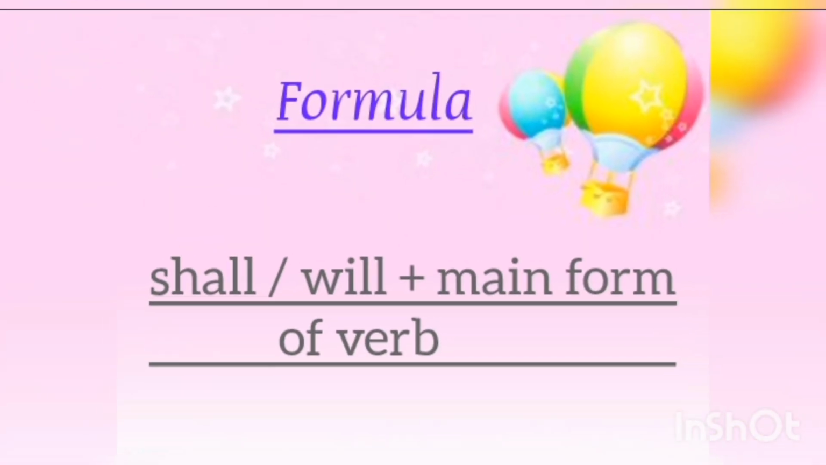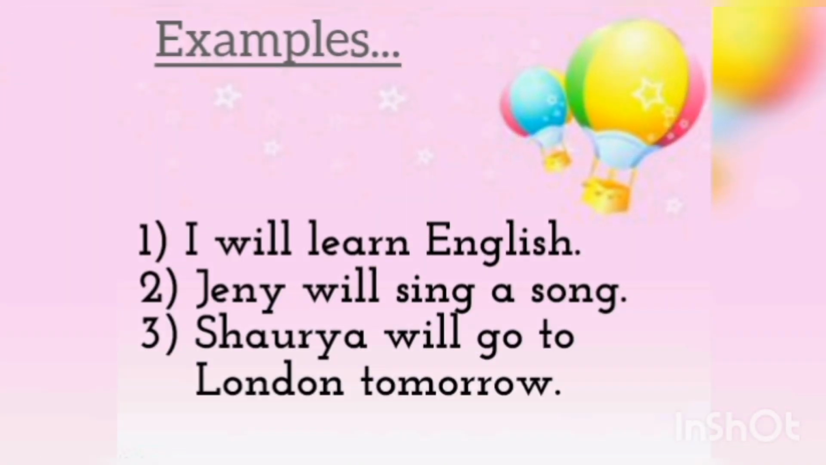The sentence pattern of the simple future tense is shall or will plus main form of verb. Let's check some examples. I will learn English. Jenny will sing a song. Shaurya will go to London tomorrow.